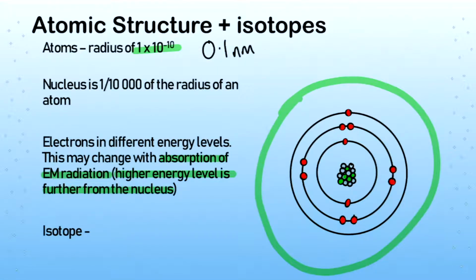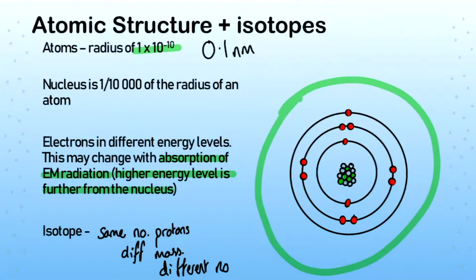Probably the most important term regarding atomic structure for this topic, though, is the term isotope, because we need to know what isotopes are to explain why things can become radioactive. An isotope is an element that has the same number of protons, so therefore is the same type of element, but has a different mass because it has a different number of neutrons. Now, that doesn't change necessarily its properties, but it might make that nucleus less stable.